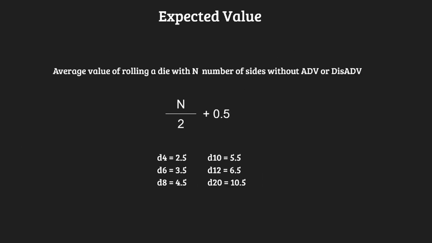So if we wanted to expand this logic, we could think about the average of rolling a die with n number of sides without advantage or disadvantage, just a regular roll. In this case, we take n, the number of sides, divide it by 2, and then add 0.5 to that. So you roll a d4, there's 4 sides, so it's 4 divided by 2, which is 2, and then we add 0.5, so 2.5.